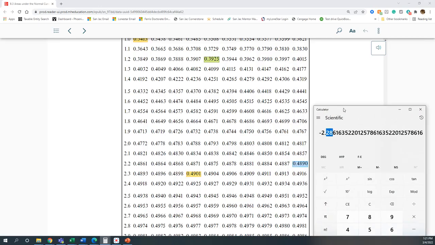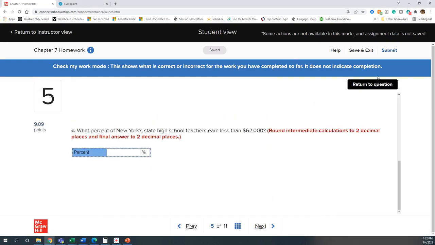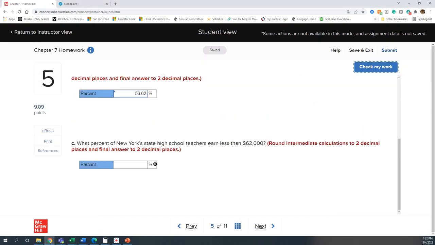Again, we're looking at the tail end. What's less than this number? So taking 0.5 minus 0.4890, we're left with 0.011, or basically about 1.10%. Again, that's in decimal form, and once in percentage form.